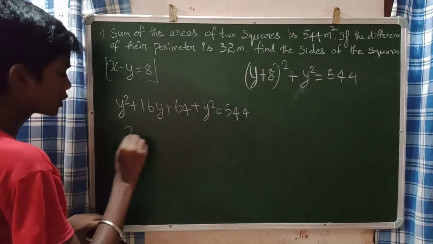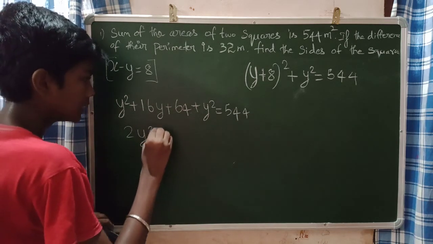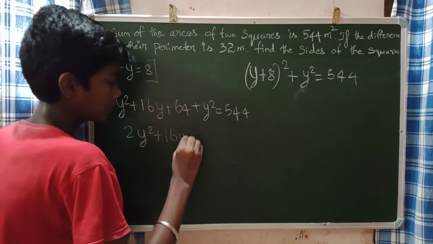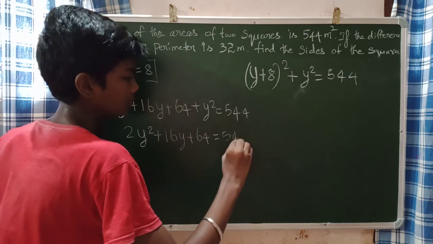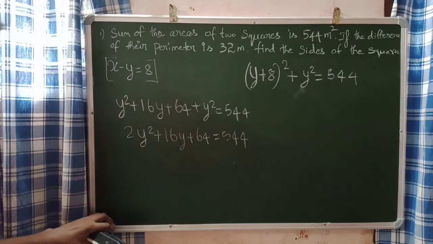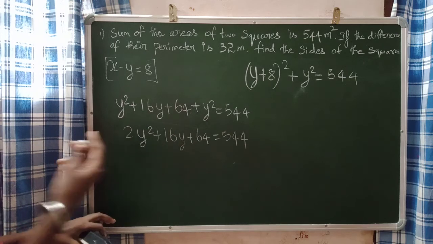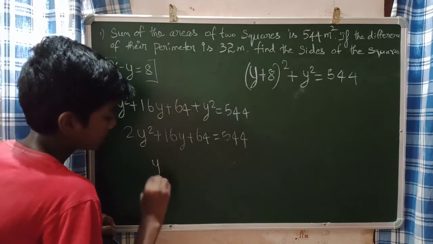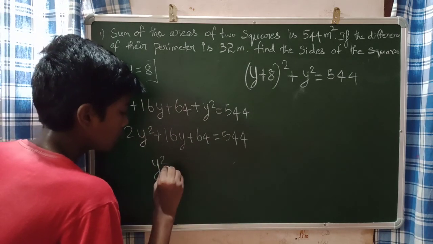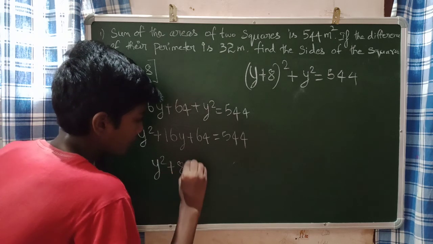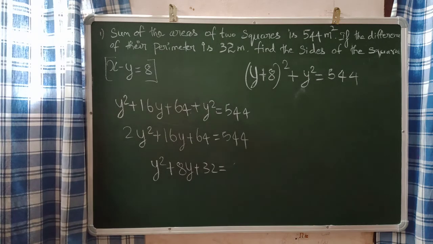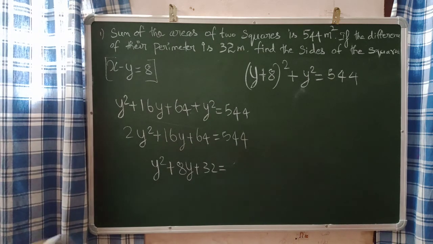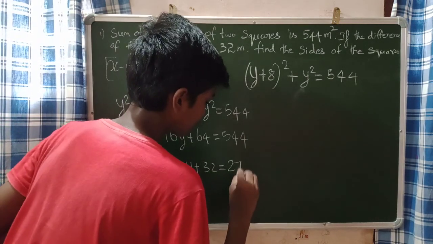Now y square plus y square is 2y square plus 16y plus 64, that is equal to 544. Now divide by 2 on both sides of the equation. When you divide by 2 on both sides, I will get y square plus 8y plus 32. When you divide the RHS, 544 by 2 will be nothing but 272. Correct?